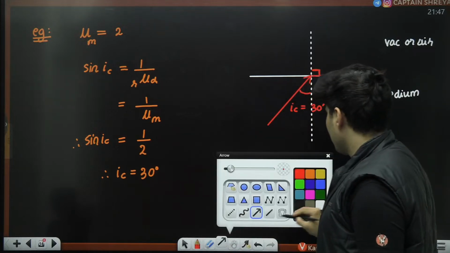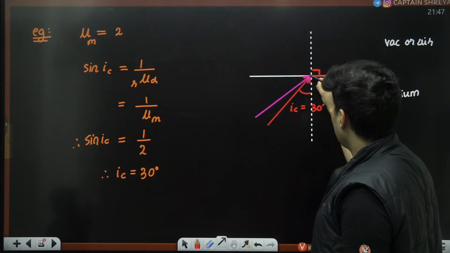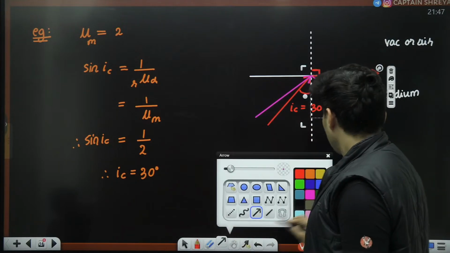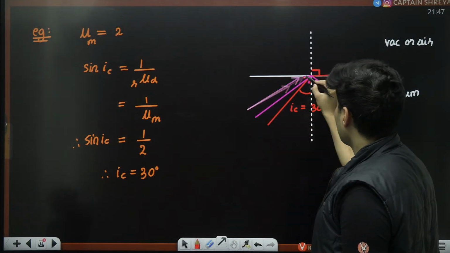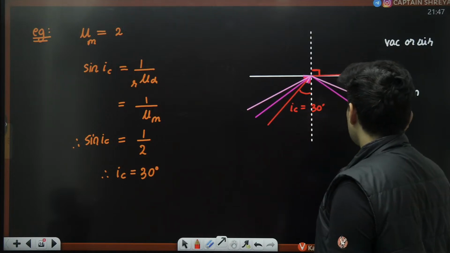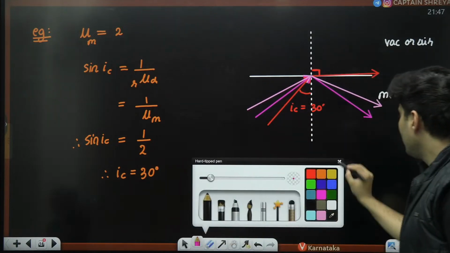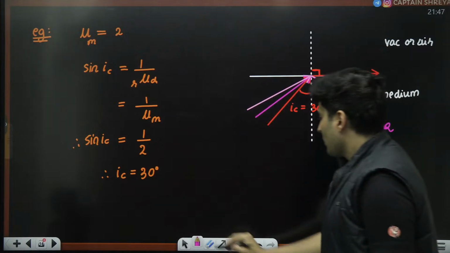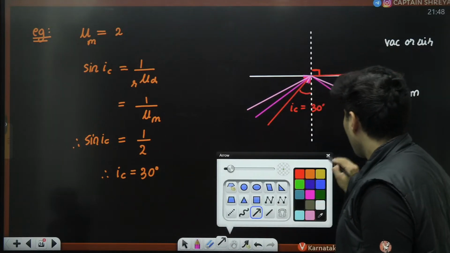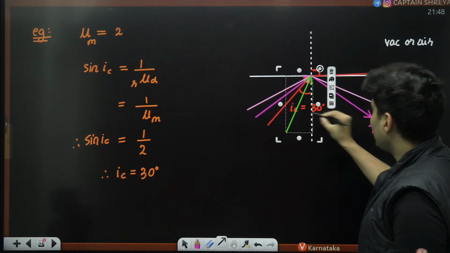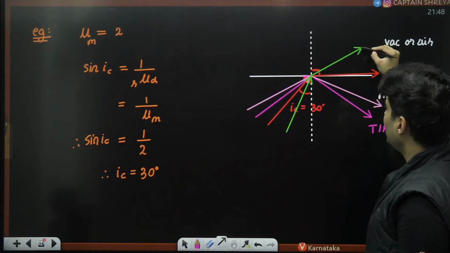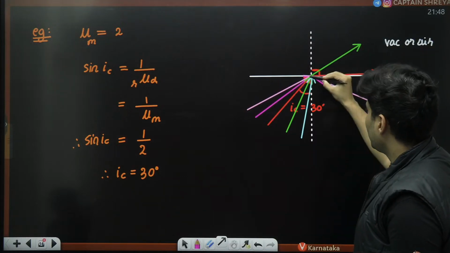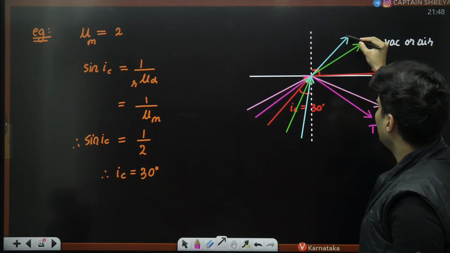Anything beyond this, that's it, it's just going to get reflected. Even angles like this, you will see it will just get reflected. So it is basically going to be totally internally reflected. But if you have angles like this, which are less than 30 degree, definitely it will come out. Okay, so if you have angles which are like this, definitely it will come out.